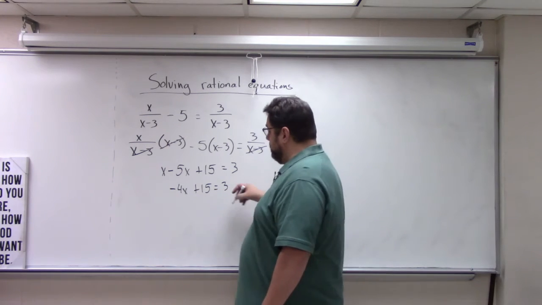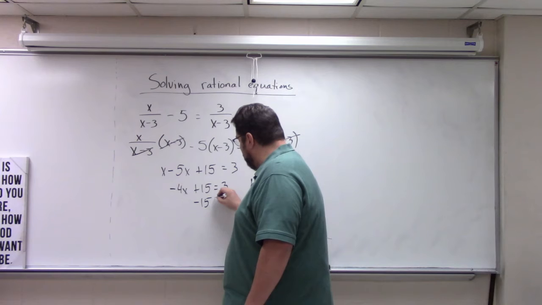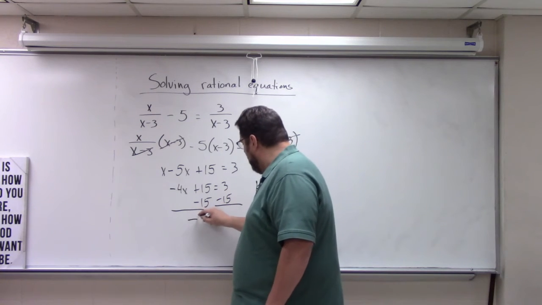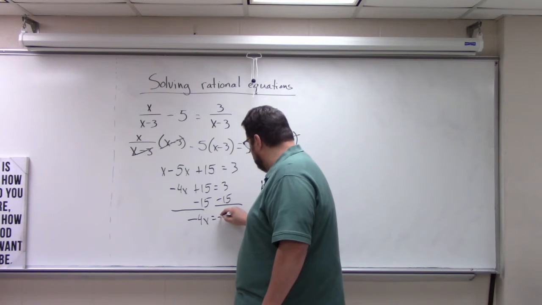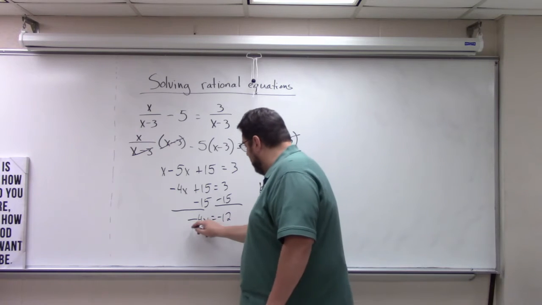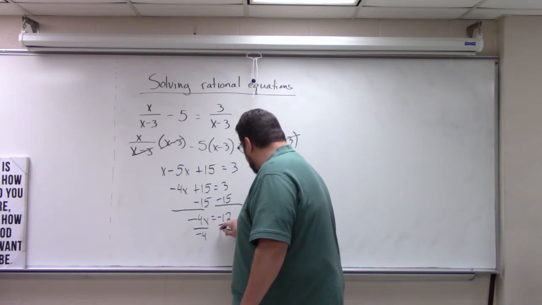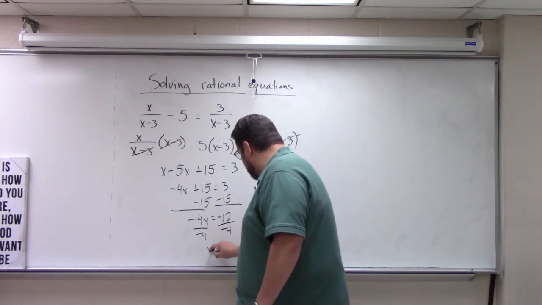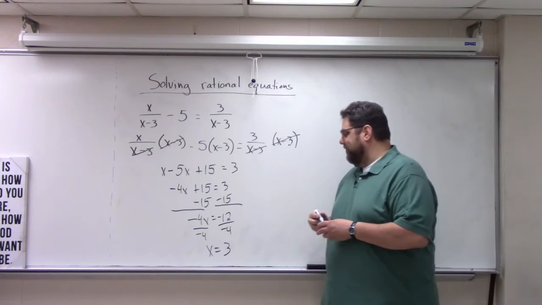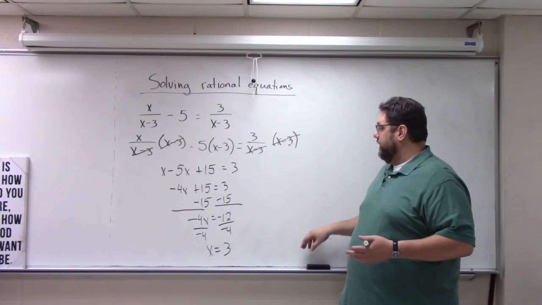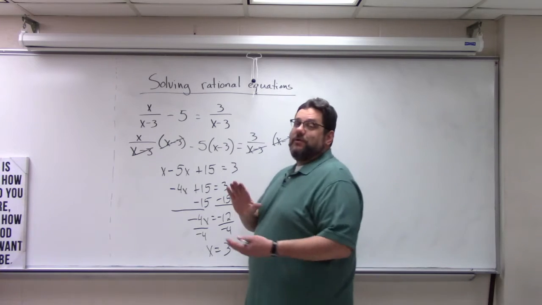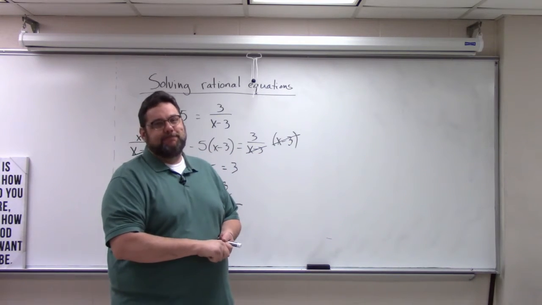I'm going to move the 15 to the other side, so I'm going to subtract 15. 4x equals negative 12. Divide by negative 4. And at the very end, negative 12 divided by negative 4 is 3. And I'm sorry, I got to the bottom and got a little sloppy. But, okay. We found that our answer is 3. And we're done. No, we're not.